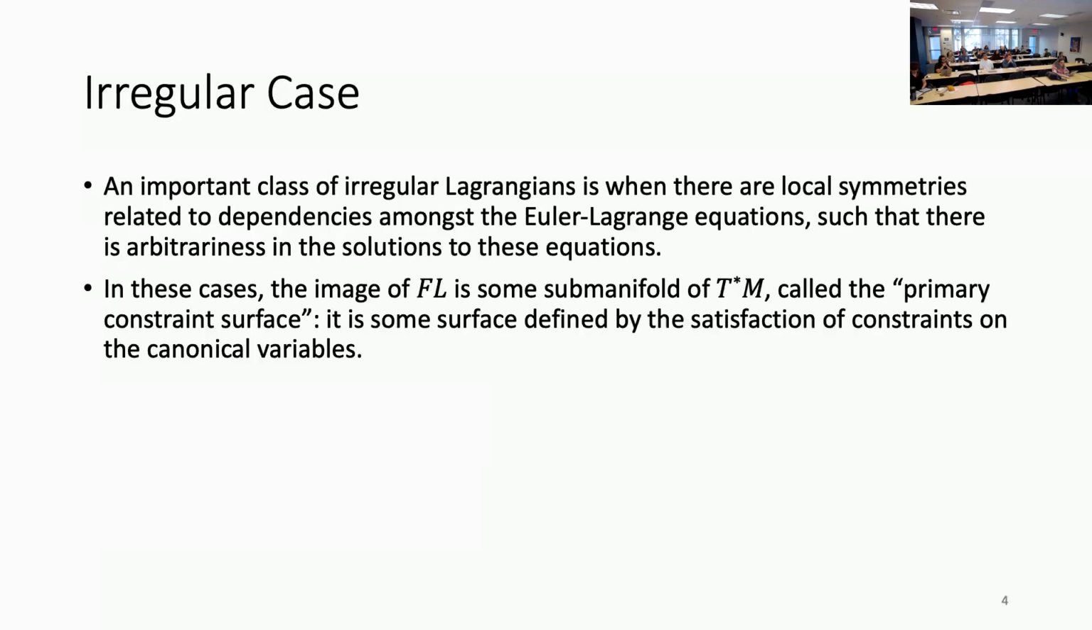Particularly, the irregular cases that are most often talked about are the cases where there are local symmetries of the Euler-Lagrange equations that are related to dependencies amongst these equations. And in these cases, there seems to be arbitrariness in the solutions to these equations of motion. And it turns out that in these cases, the image of the Legendre transformation is some sub-manifold of the cotangent bundle, which we call the primary constraint surface, since it's defined by the satisfaction of constraints on the canonical variables, the variables of Hamiltonian mechanics.